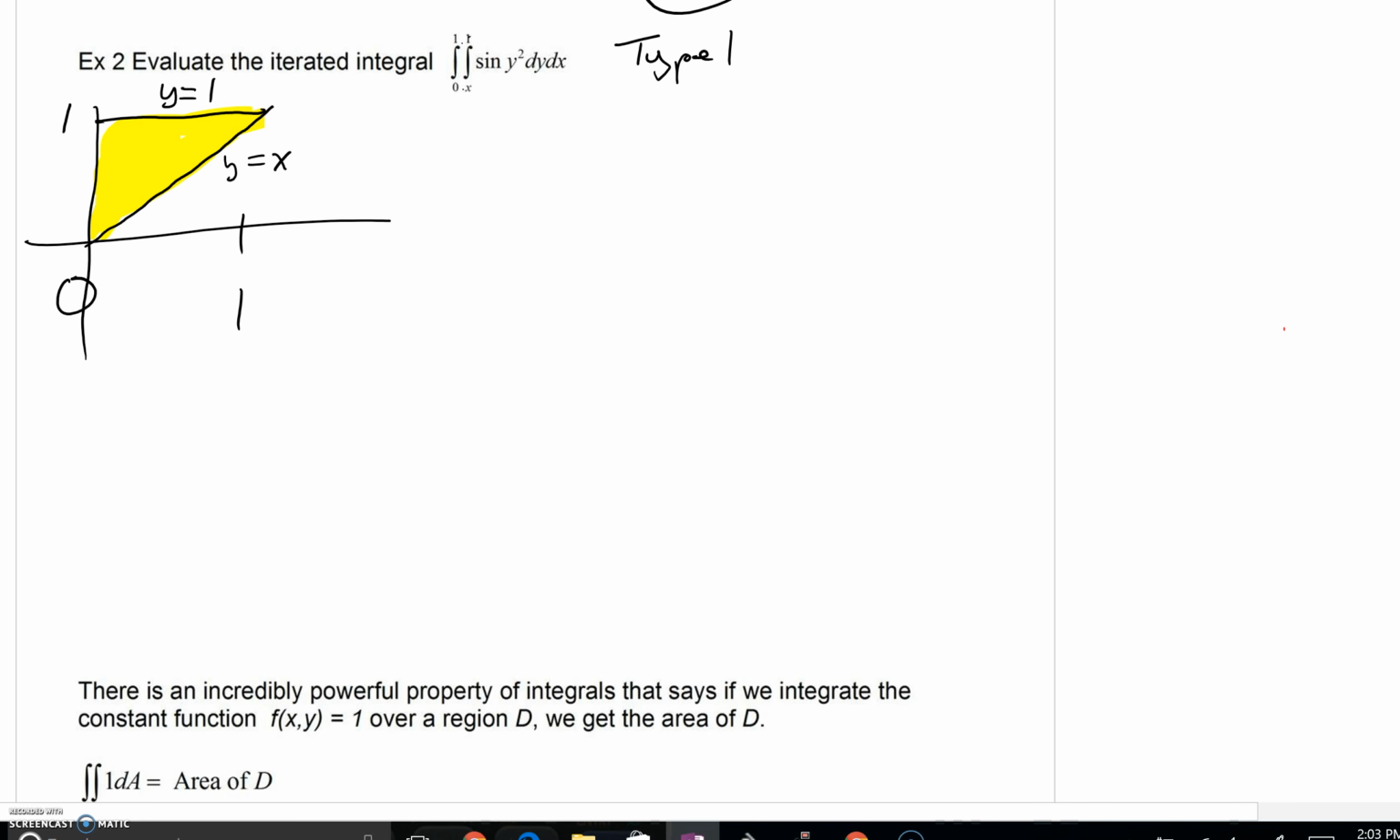It begs the question, is it possible to rethink this problem as a type 2, and we can look at this region as a type 2? Perhaps that will help. Indeed, it will. Let's see what we've got. We've got the sine of y squared. Now we'll integrate first with respect to x and then with y.